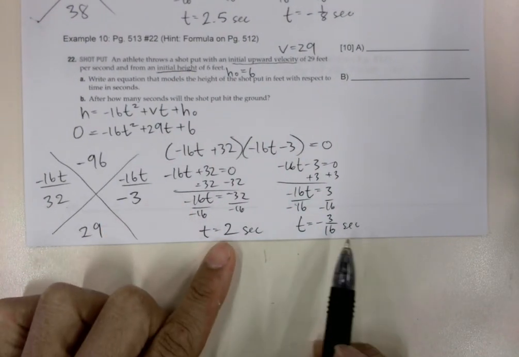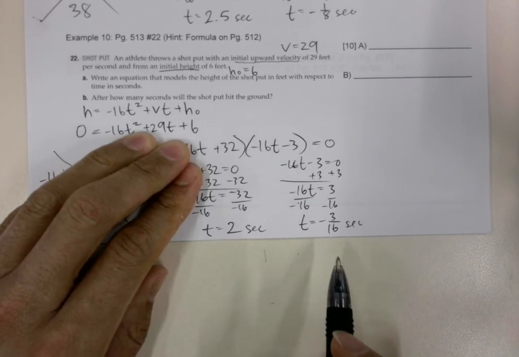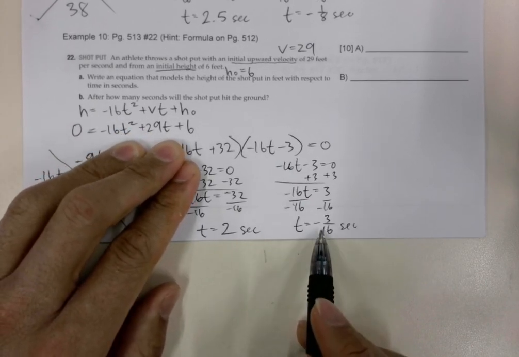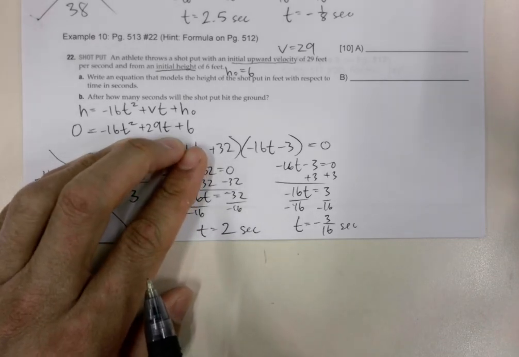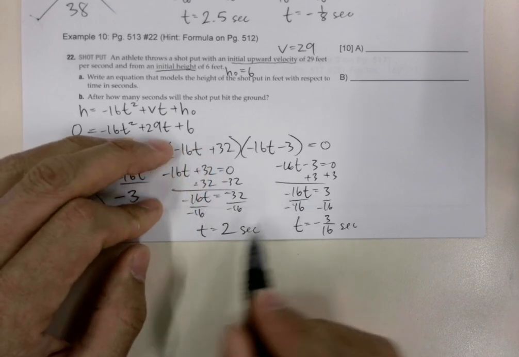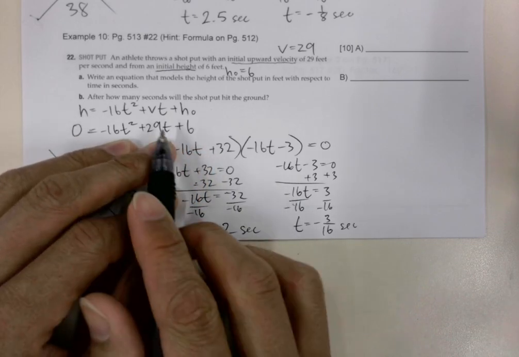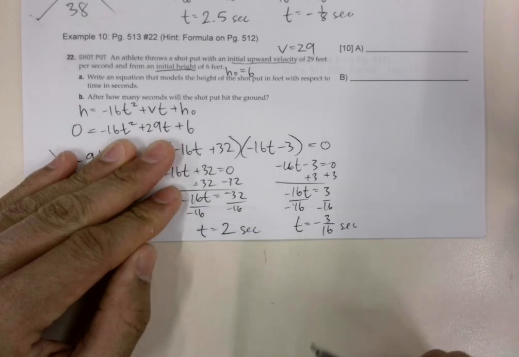Now we want to go ahead and take a look, and it's mathematically true that if I substitute negative 3 over 16 for t into this equation, it will hold true and it will be equal to 0. It's also true that if I substitute 2 for t, that it will equal 0 and the equation will hold true.